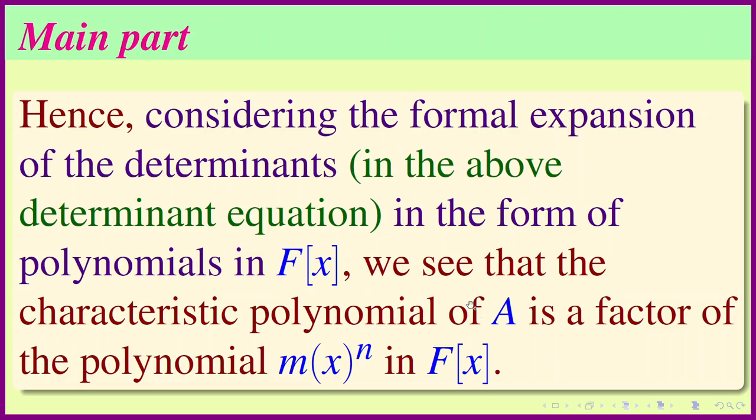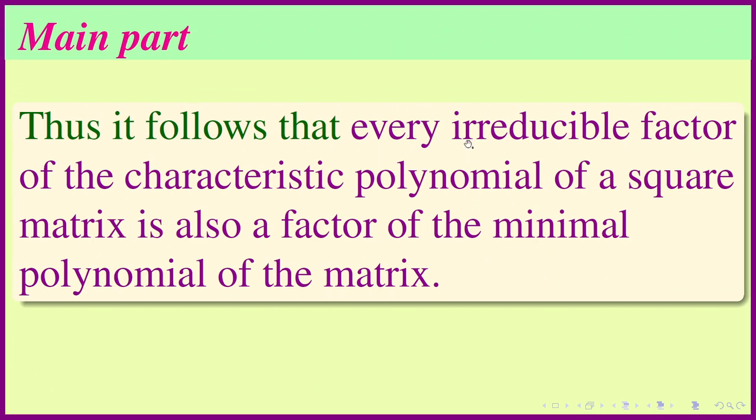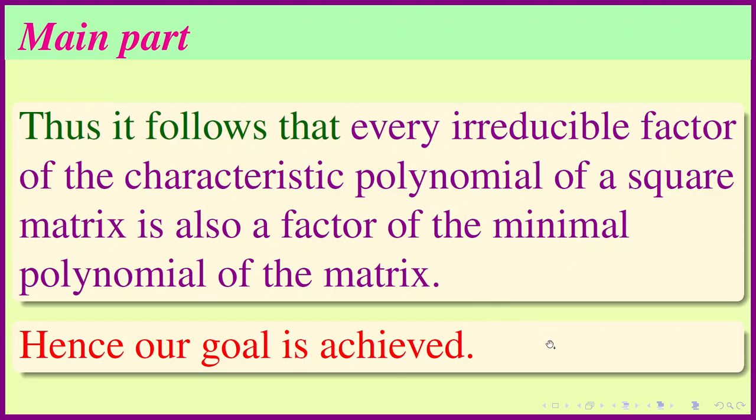So, in particular, every irreducible factor of the characteristic polynomial of A is also a factor of the polynomial M(x) to the power n. But since we are starting with an irreducible factor, if an irreducible polynomial divides this power, that irreducible polynomial will divide M(x) also. Thus, it follows that every irreducible factor of the characteristic polynomial of a square matrix is also a factor of the minimal polynomial of the matrix. Hence, our goal is achieved.